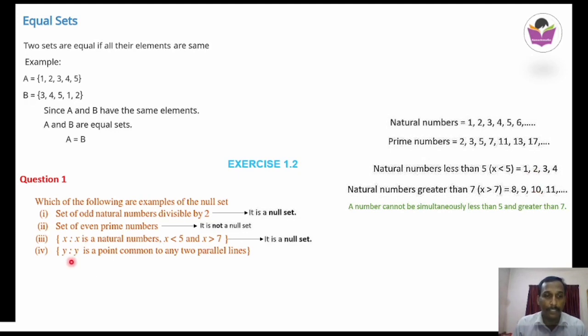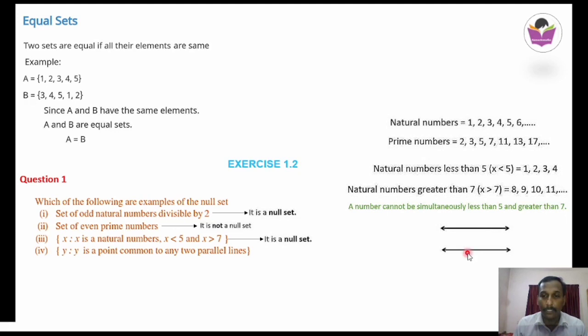Next is y such that y is a point common to any two parallel lines. Here also we can directly write the answer, but let's check. y is a particular member of the set, a point common to any two parallel lines. Of course, parallel lines never meet anywhere, meaning there will be no intersection. So there is no point common to two parallel lines.